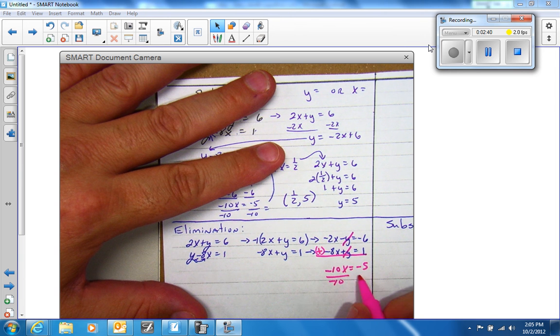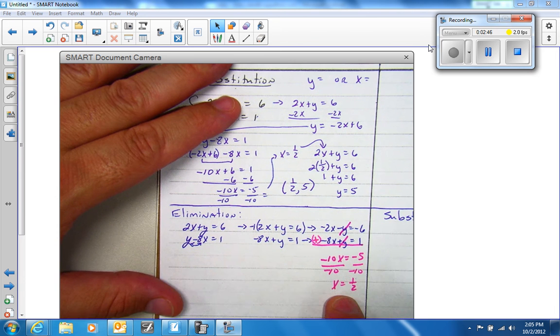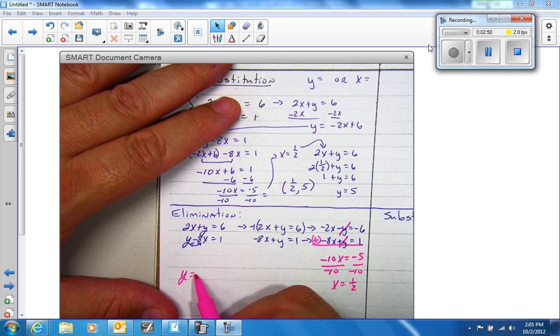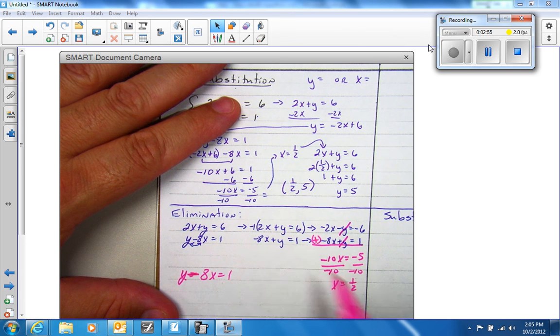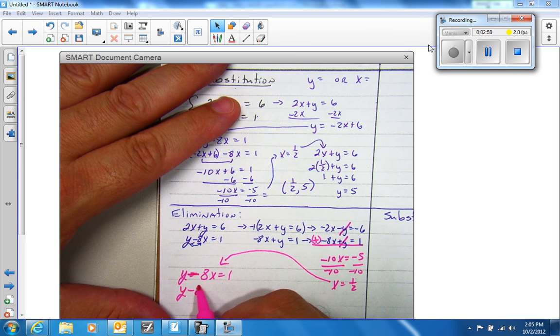Divide by negative 10. And I got x equal to 1/2 again. Once I figure out this, I'm going to go back up here and plug it in. So y minus 8x equals 1. I'm going to plug this in right there. So y minus 8 times 1/2 equals 1. I get y minus 4 equals 1. Add 4 to both sides, and I get y is equal to 5.